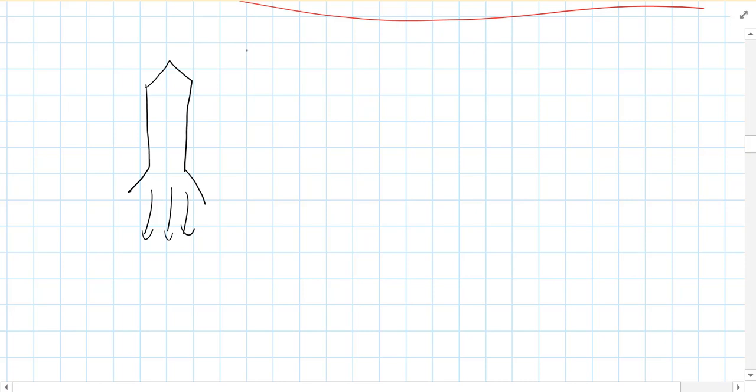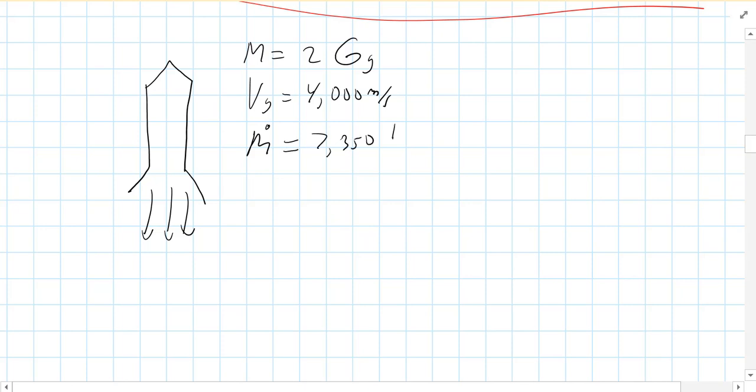So let me give you the following data. Let's say we have our rocket. Now, these things are very large. Let's say the mass is 2 gigagrams, okay? And let's say the velocity of the gas coming out is roughly 4,000 meters per second. And let's say the rate at which the gas is leaving, we call it m dot. That means the mass over time, or the rate of change of mass of the rocket, how quickly the rocket's losing mass, is 7,350 kilograms per second. Now, by the way, that's a large number. It's a couple cars per second coming out of this large rocket.